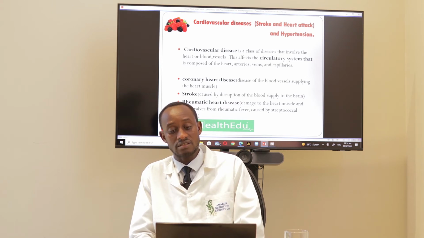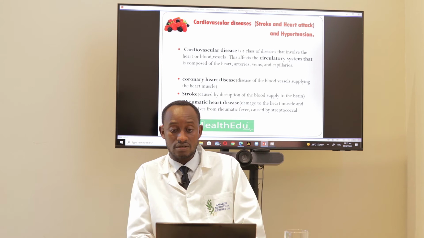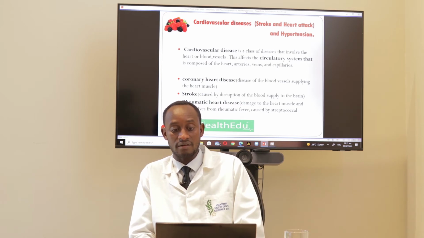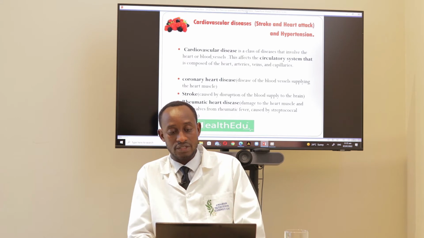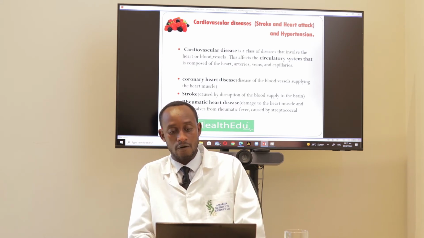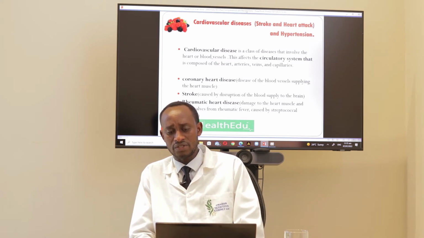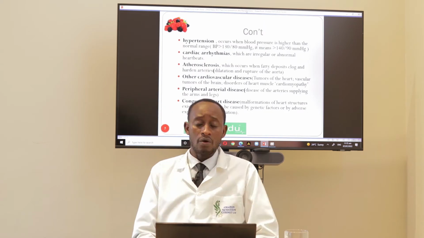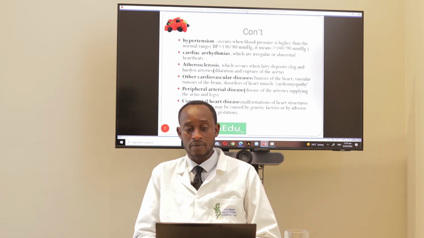We have coronary heart diseases. These are diseases of blood vessels supplying the heart muscles. There is stroke, caused by disruption of the blood supply in the brain. There is rheumatic heart disease, the damage to the heart muscle and heart valves from rheumatic fever caused by Staphylococcus bacteria. We also have hypertension.